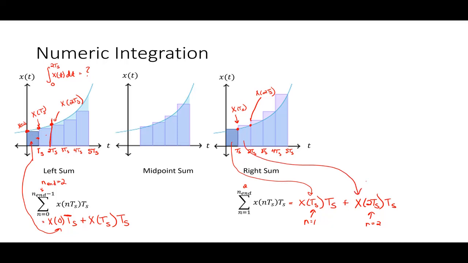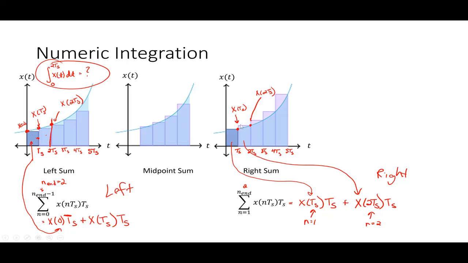Now notice, in both cases, with the left sum and with the right, I've approximately computed the area under the curve between 0 and 2t sub s. All right? Basically, and I had to use 2 points from the curve to be able to do it. In the first case, what I did was I start with the first value, and I don't include the last value.